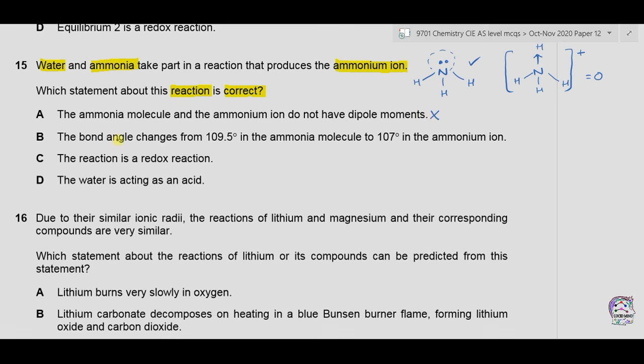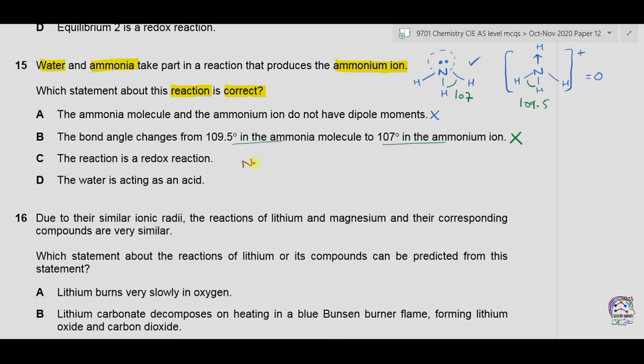Option B, the bond angle changes from 109.5 in the ammonia to 107 in the ammonium ion. As in ammonia, the bond angle is 107 and in ammonium ion it is 109.5. So B is incorrect. C, the reaction is a redox reaction.